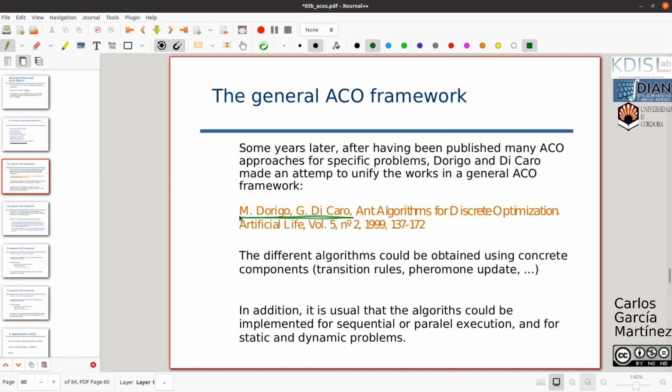Well, the idea is that you have to adapt the components of the algorithms, which are the transition rule and the pheromone update, mostly these two components, to the addressed problem.